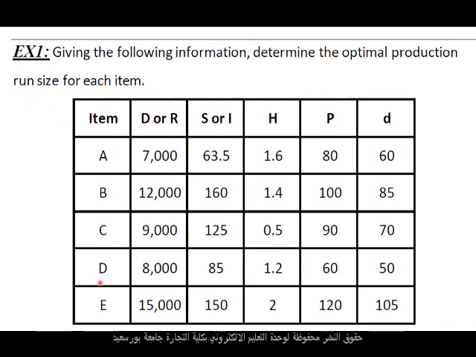You have 5 items. Demand or requirements per year. Set up cost per order. Holding cost per unit. Production per day. Demand per day.